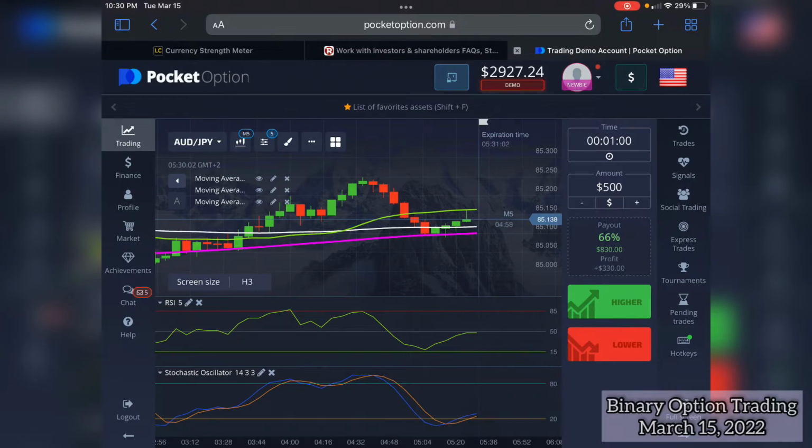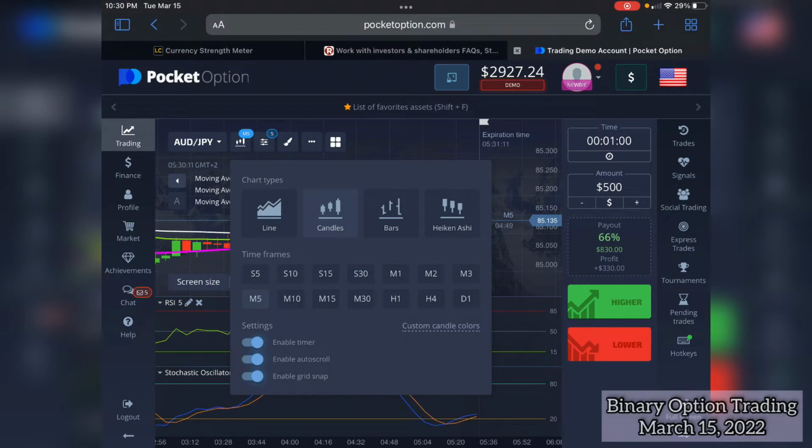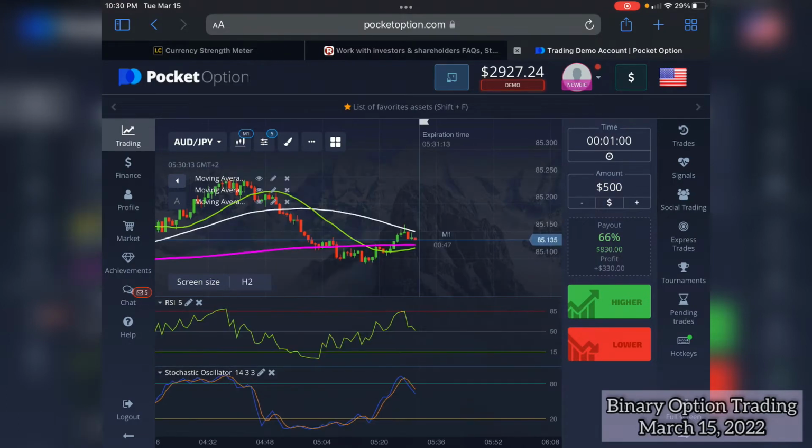I'm currently on Pocket Option right now, looking at AUD JPY on the 5-minute mark, but I'm going to switch it to a 1-minute mark and show y'all what everything is looking like.